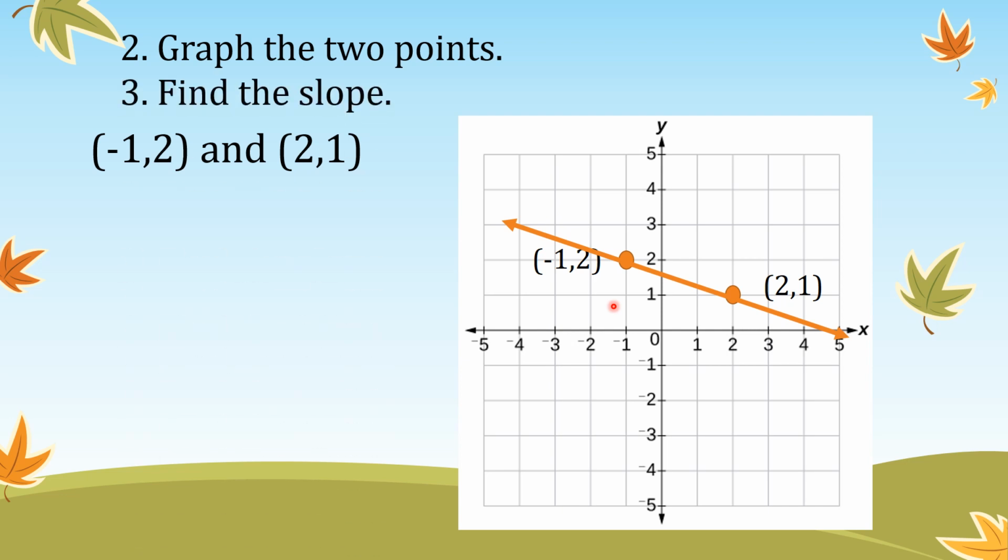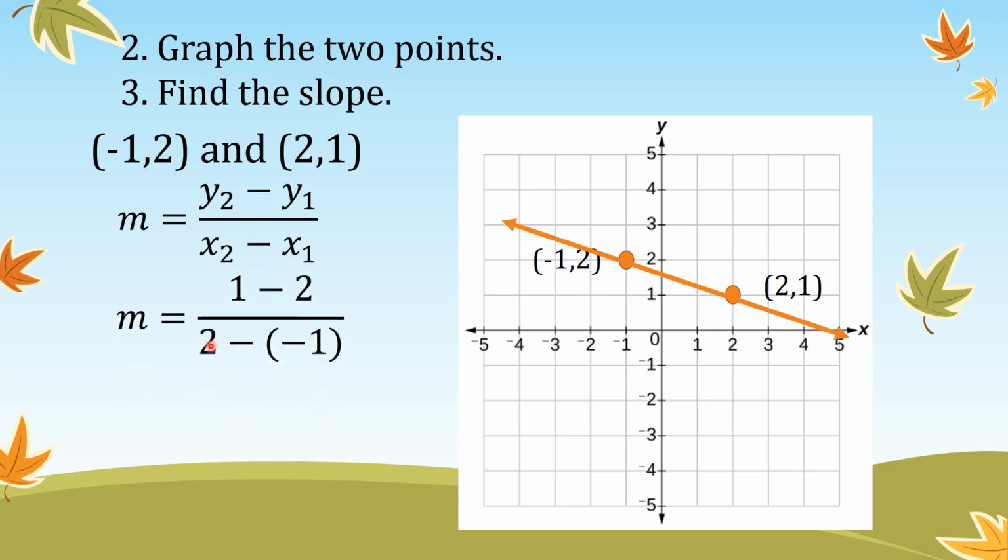Next, let us find the slope of these two coordinates. Again, what is our formula for the slope? M is equal to y sub 2 minus y sub 1 all over x sub 2 minus x sub 1. Substitution, so M is equal to 1 minus 2 all over 2 minus -1. Simplifying, using the rule for subtraction, 1 minus 2 is -1 and 2 minus -1 is 3. So M is equal to -1/3.